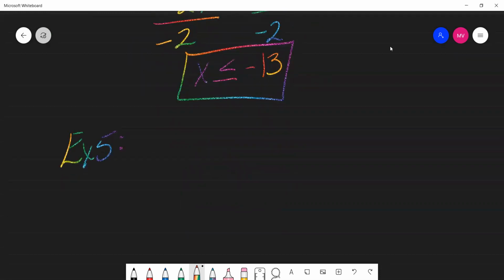All right, we have a word problem. Example 5 says, Jeffrey wants to fence in a rectangular garden and he has up to 60 feet of fencing available. So he wants to build a fence around a garden.